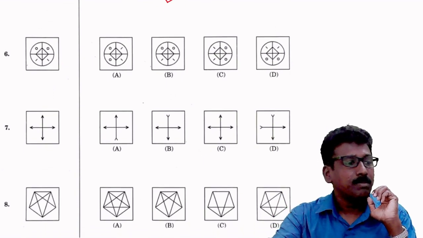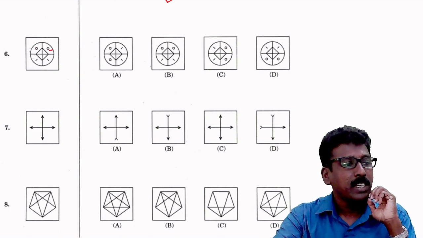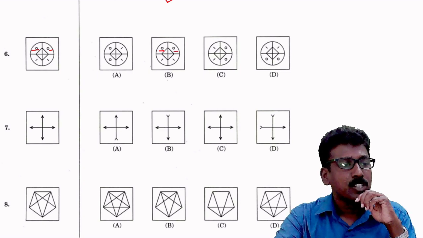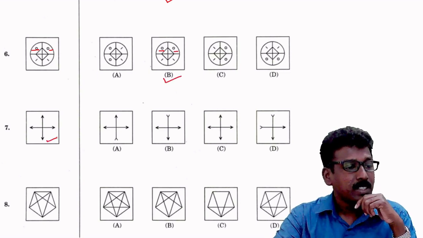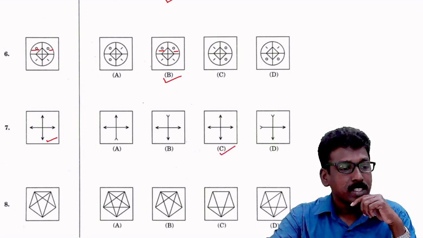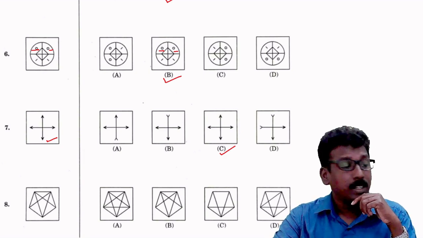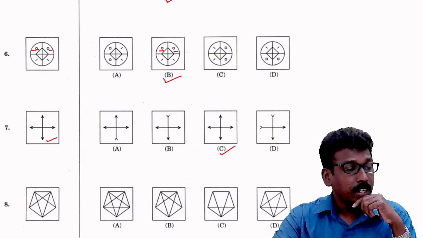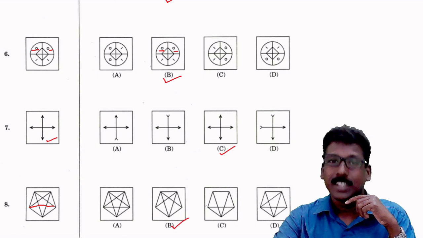Here you can see 2 small circles are there upside. The only figure with 2 circles upside is B. So B is the correct answer. Here in question number 7, you can see arrow marks on all sides. So C is the correct answer. And in question number 8, one diagonal is missing. So one diagonal missing means B is the correct answer.